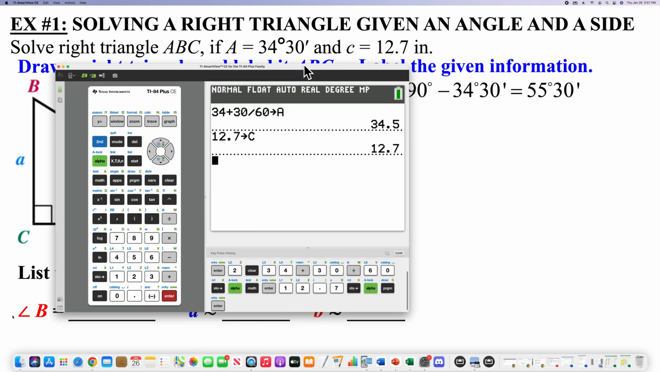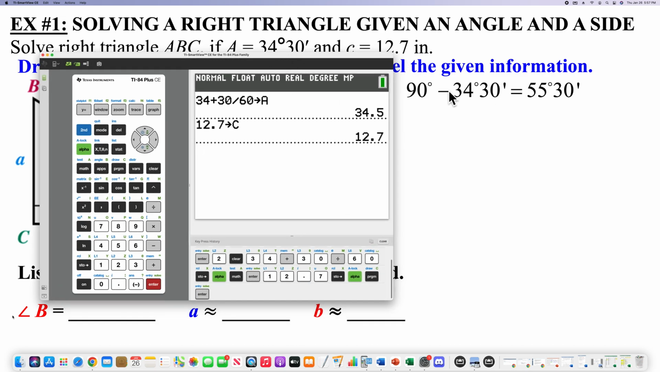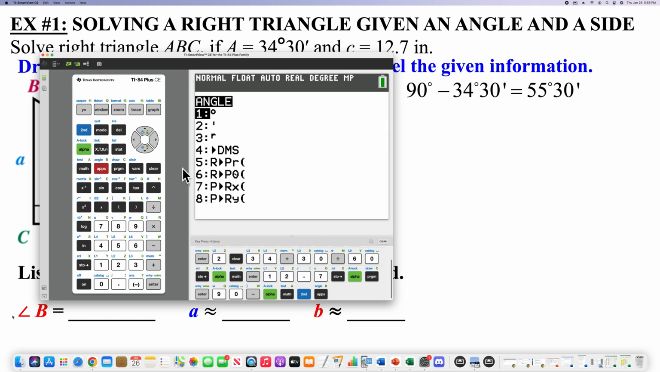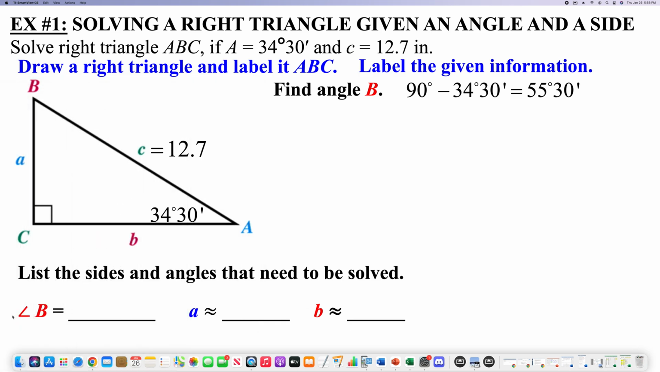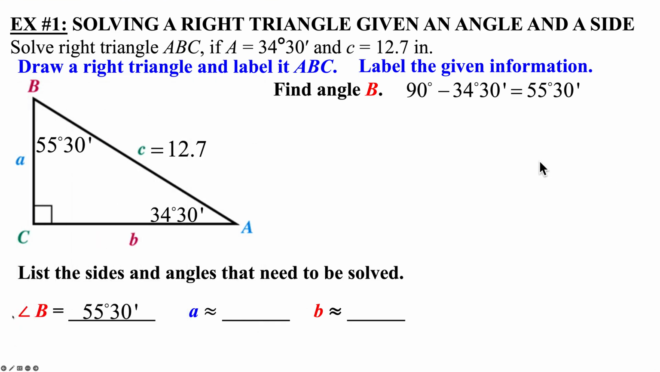So for example, instead of typing this all in, you just have to go 90 minus alpha A. And if you want degrees, minutes, and seconds, just hit second, angle, option number 4. There's my answer, 55 degrees, 30 seconds. Put that down below as your answer.